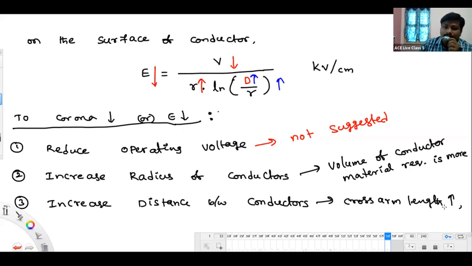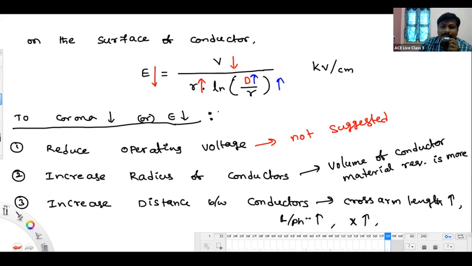Not only that, because of the increment in the distance between the conductors, what will happen to the inductance value? Inductance per phase definitely increases, because you know the inductance formula we have already written: 2 times 10 power minus 7 ln of GMD by GMR, else we say D by R dash. If the distance between conductors is increased, the inductance value is going to be increased. Because of that increment in the inductance value, the reactance value increases.